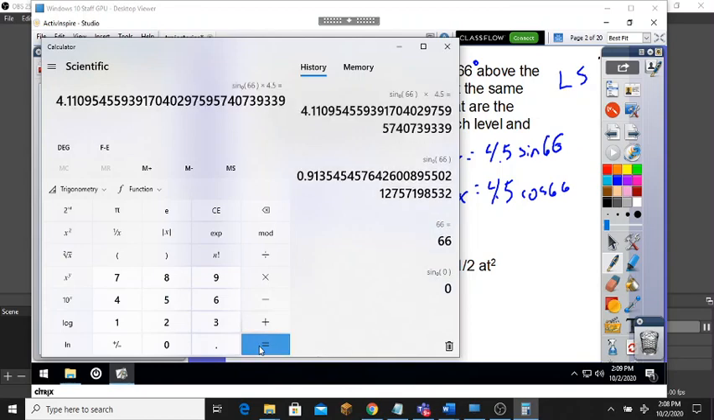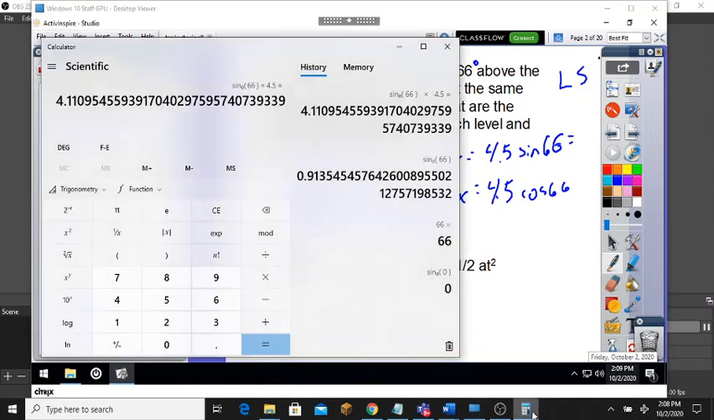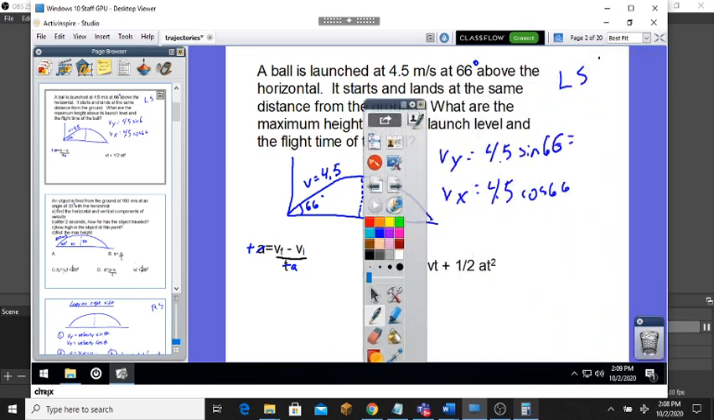And that gives me 4.11. Let me move this out of the way.